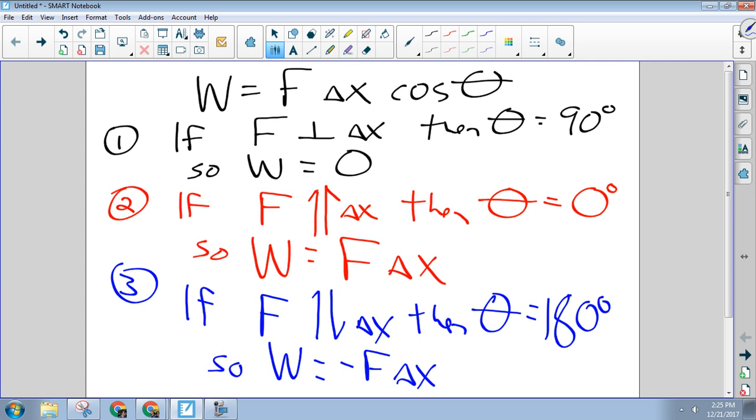Make sense? All right. So the moral of the story is the only time that I want to see you using this mess is if your angle isn't 0, 90, or 180. Does that make sense?